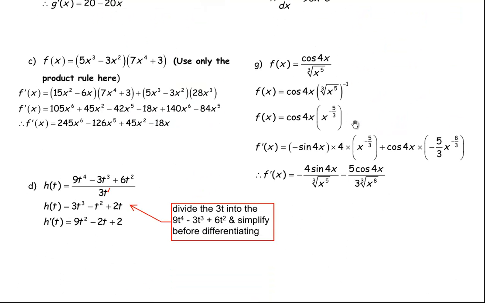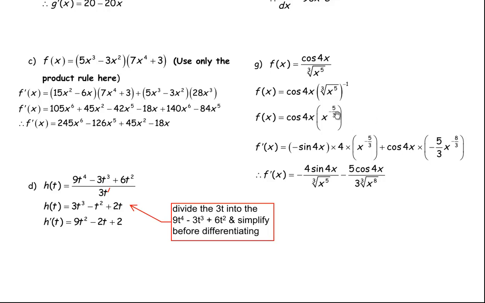So, the derivative, again, of cos 4x is negative sine 4x times 4. So that, right there, is the derivative of cos 4x times the second function. So I differentiate the first function multiplied by the second. And we go plus, and then the first function times the derivative of this. So the negative 5/3 comes down in front. There it is right there.